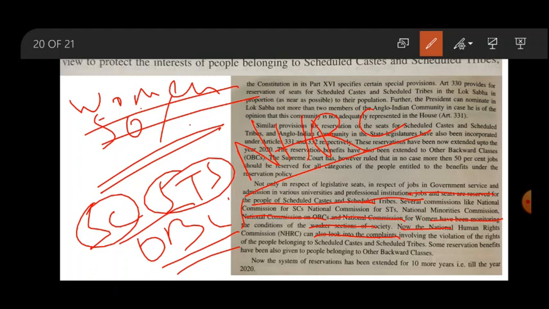Some reservation benefits have also been given to people belonging to other backward classes. So the system of reservation was extended by 10 years, till the year 2020, and from 2020 it has been extended again. Check on the internet and tell me up to which year it has been extended.